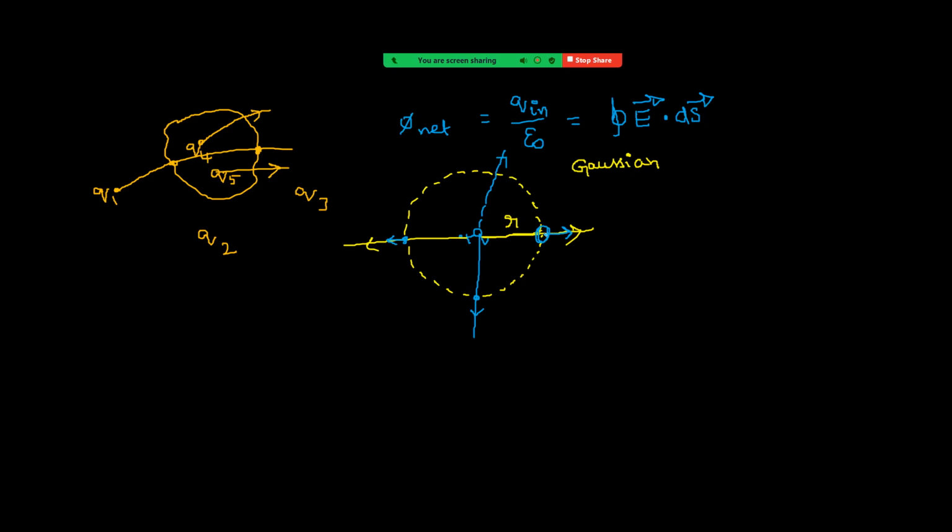And in our problem, we are taking the outward normal as the direction of the area vector. That means at each and every point on the surface of the sphere, the angle between E bar and dS bar is 0. Suppose I take this point: E bar is radially outwards and the direction of dS bar is also radially outwards. Suppose I take here: E bar is radially outwards, and dS bar is also radially outwards. That means at each and every point on the surface of the sphere, the angle between E bar and dS bar is 0.